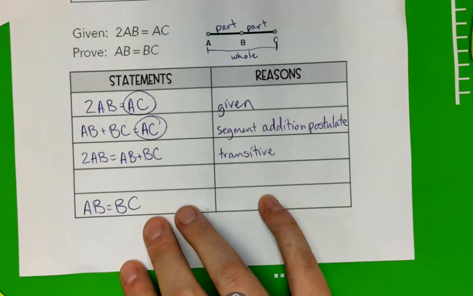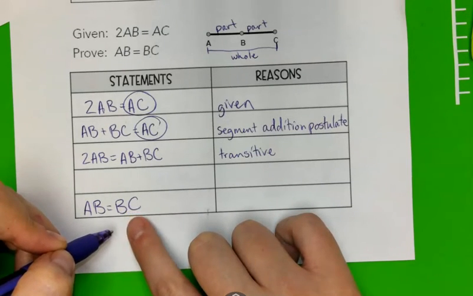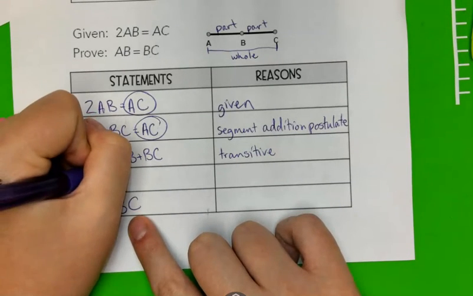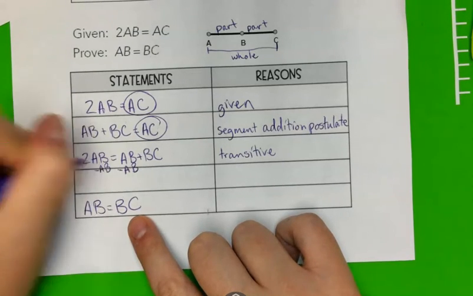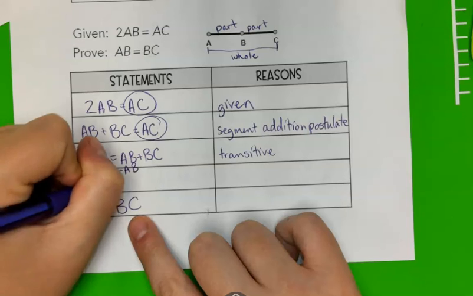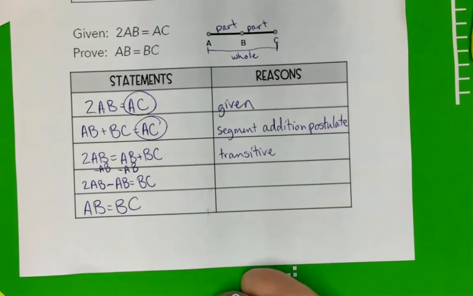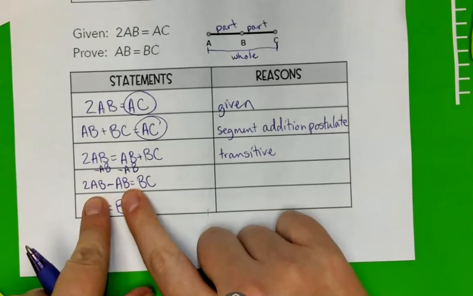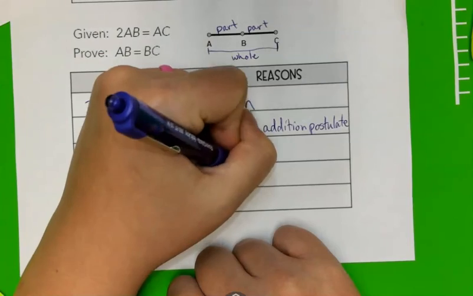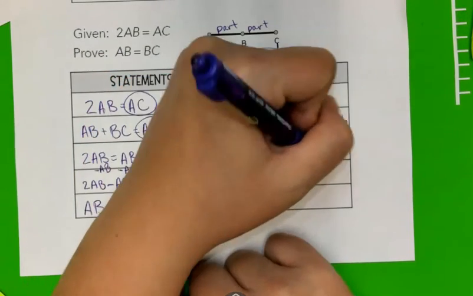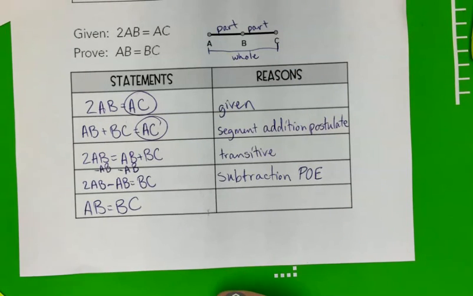Now it's making sense. Now we got to figure out, okay, can we get BC all by itself? Because that's what we want for the final step. It would be like, what do we have to do to get AB on the other side? Well, you could subtract AB on both sides, and it would look something like this. 2AB minus 1AB will equal BC. So 2 of these minus 1. Well, what do we do on both sides? We use the subtraction property of equality.